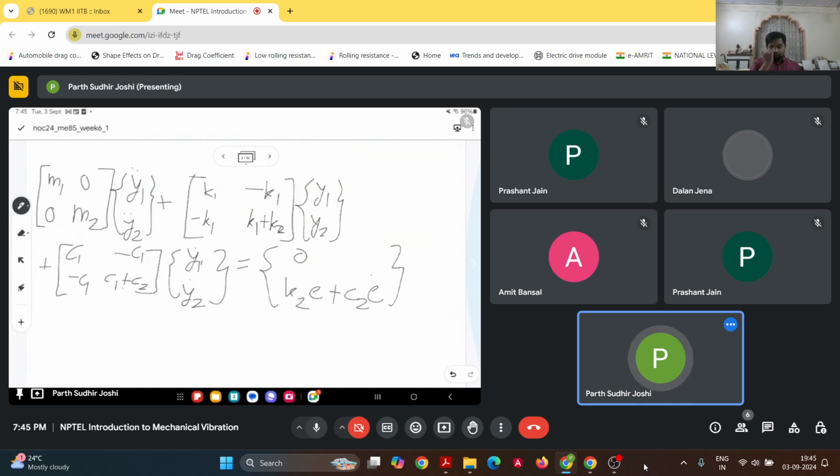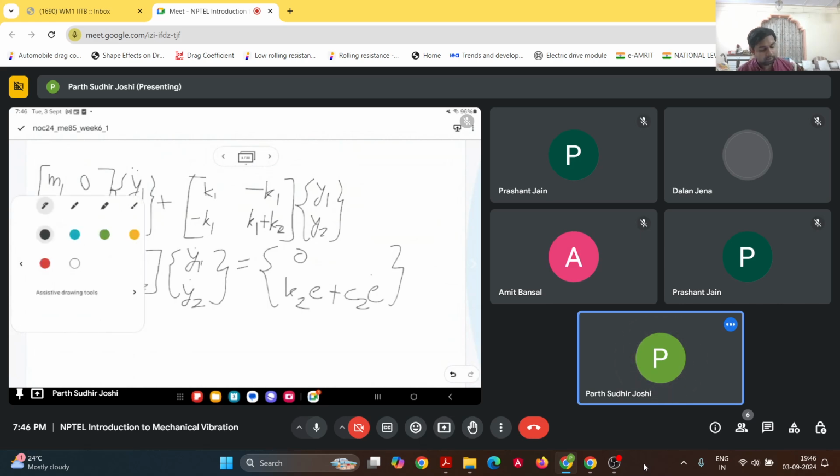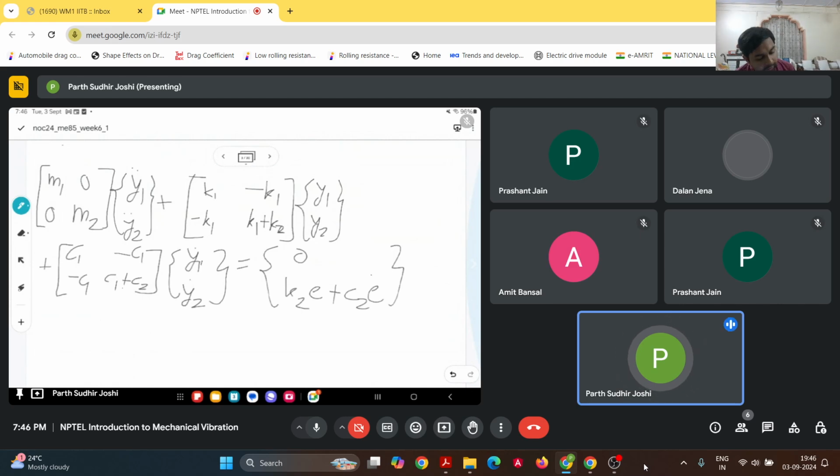So this is the equation in matrix form. Now we can designate each of them as a different, separate matrix. Let us say this matrix we write as matrix M, capital M. This we designate as capital K, matrix capital K. This as capital C matrix, and this is the force matrix.